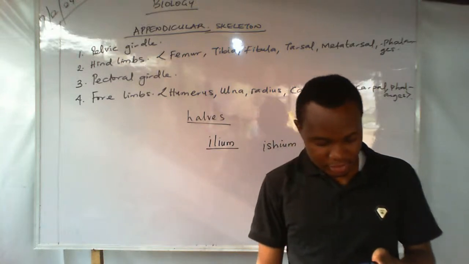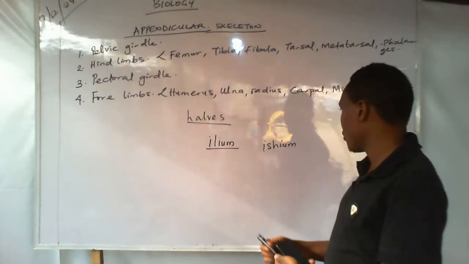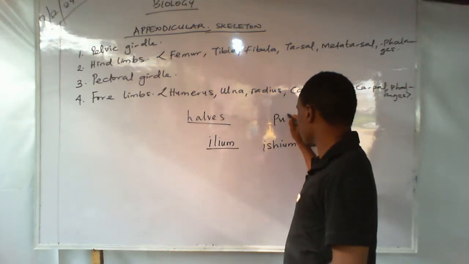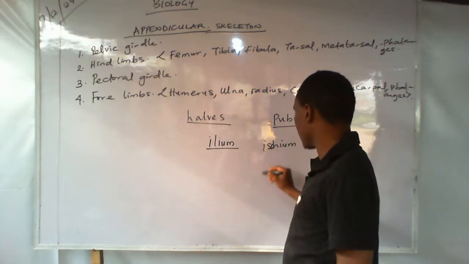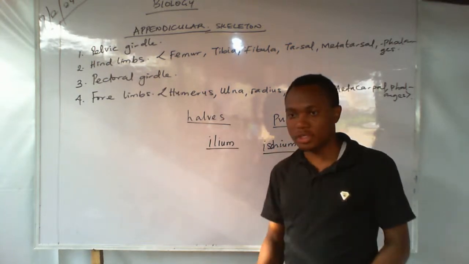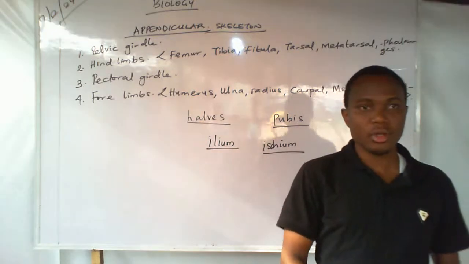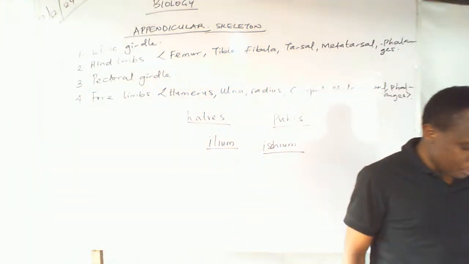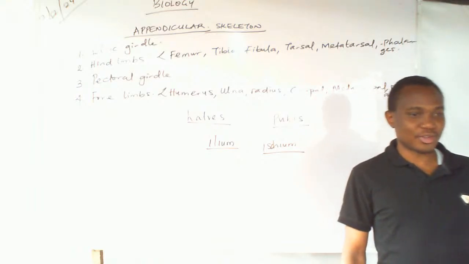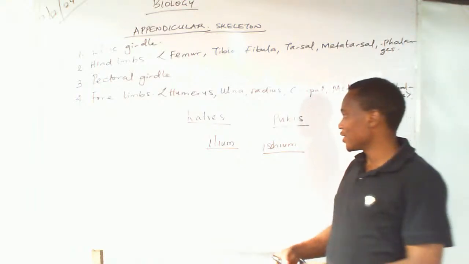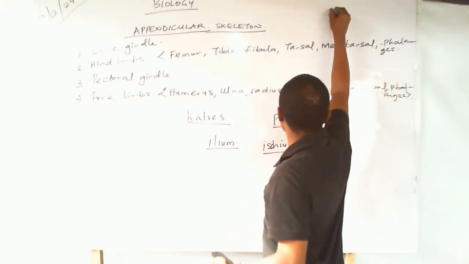And the pubis. Please correct the spelling of ischium. C is there. And the what? Pubis. You are chasing me out of the board. The pubis. Okay, let me write on top here.